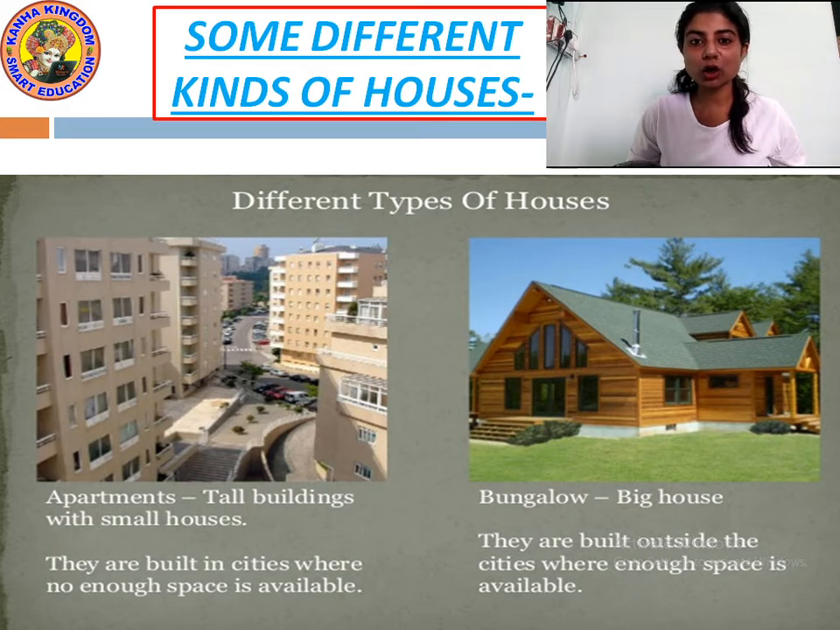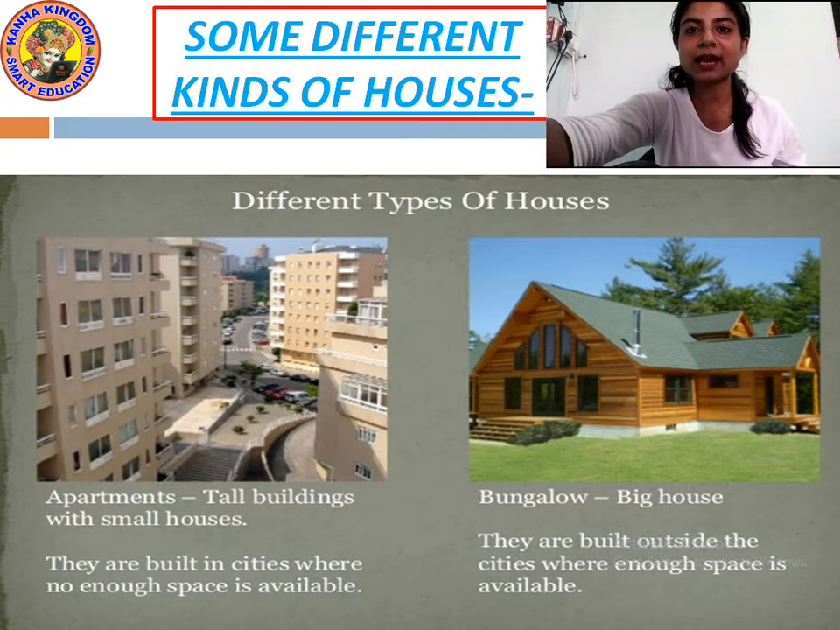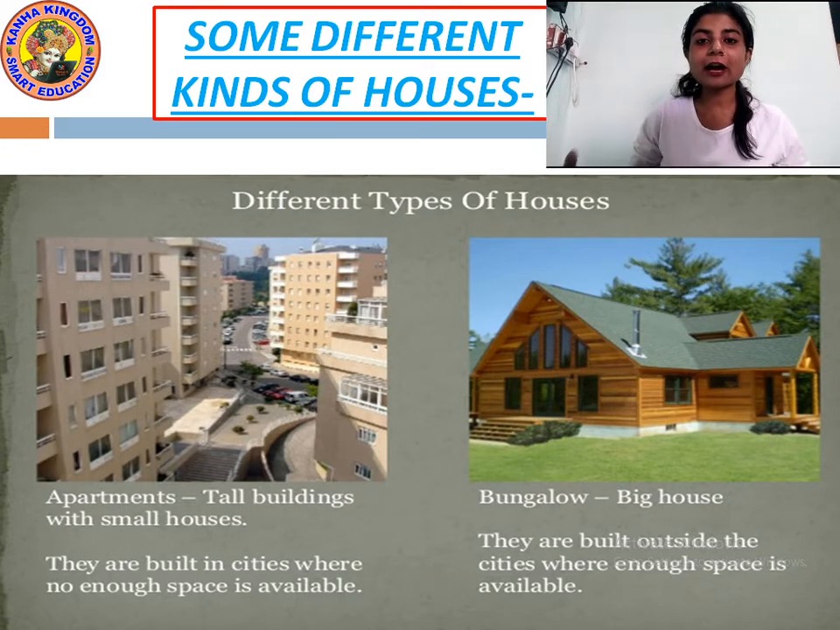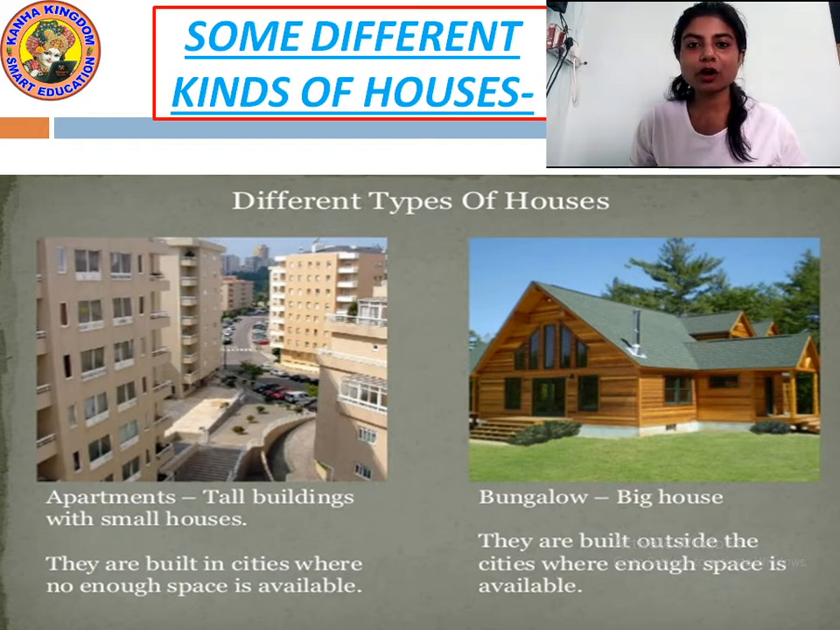It is a bungalow. What is it? Bungalow is a big house with many rooms. A bungalow is a big house with many rooms and wide space, with a huge space around. And a bungalow is built there. Understood? They are built outside the cities where enough space is available. Bungalows are not built in cities.